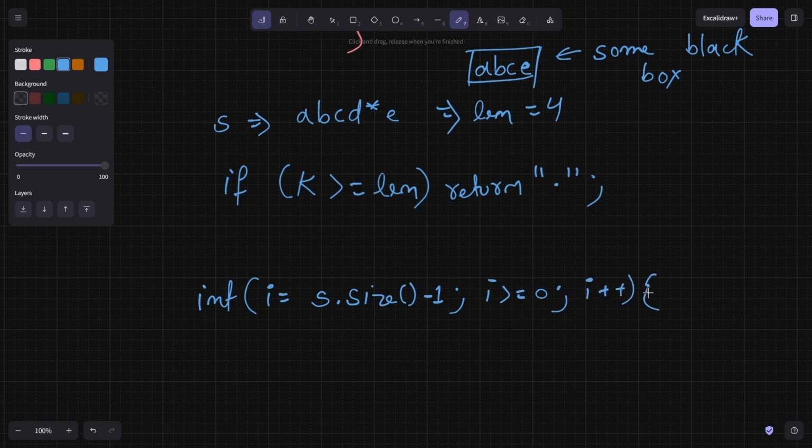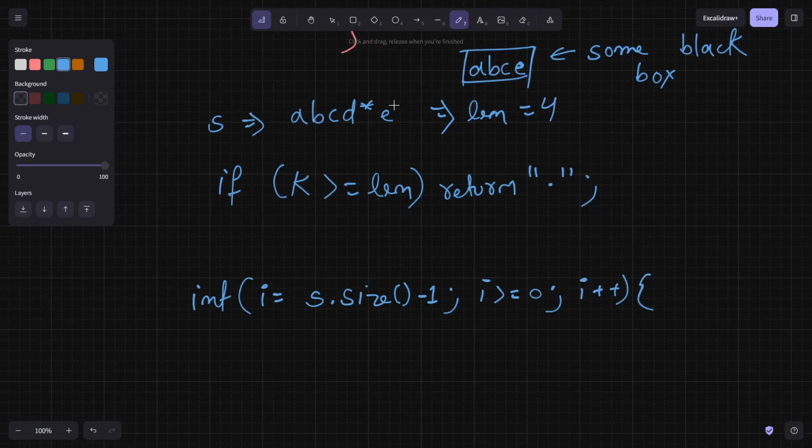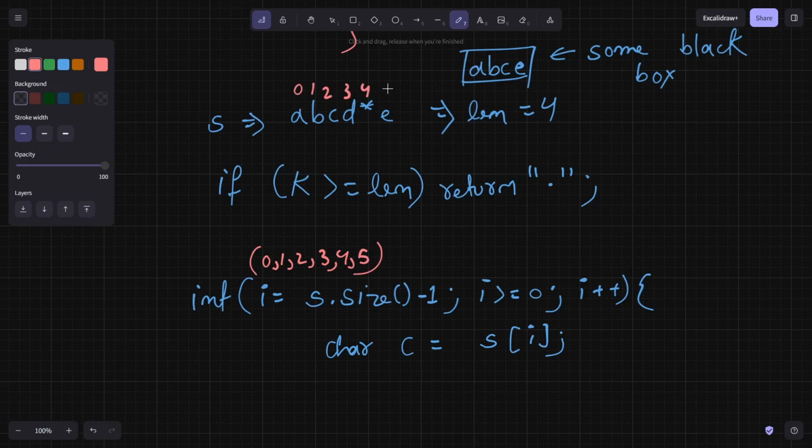Okay, so for example here the character is c. So character c equals the character at index i. Okay, so here size is 6, 6 minus 1 equal to 5, so i is going to be 0 1 2 3 4 5. If you see the indexes here, 0 1 2 3 4 5. Okay, so currently we are at the fifth index.